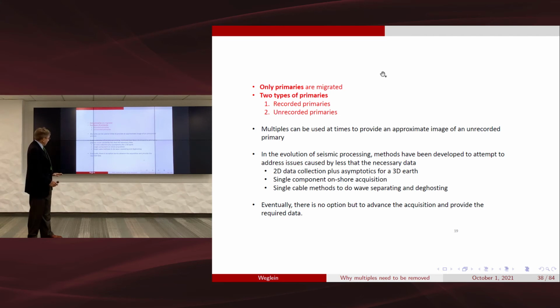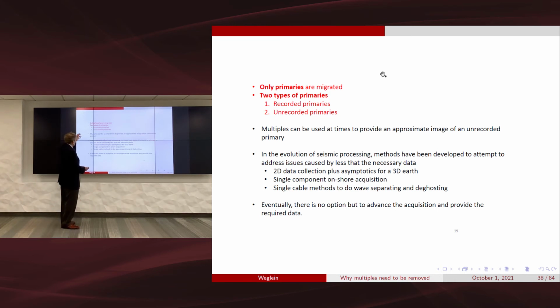But let's talk about a direct use of multiples. It's a direct method, it needs a velocity, and it's using multiples for the following purpose. First, only primaries are migrated. There's a statement. What do you mean only primaries are migrated? The concept of a multiple being migrated has no meaning. When they first started using multiples, they said they were migrating, and I kept repeating, you're not migrating a multiple.